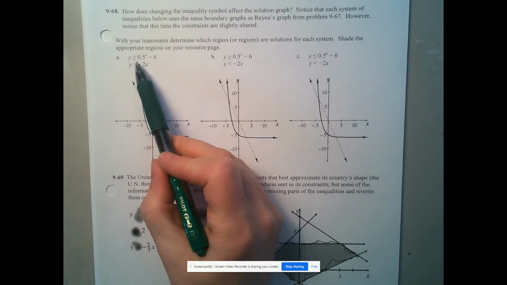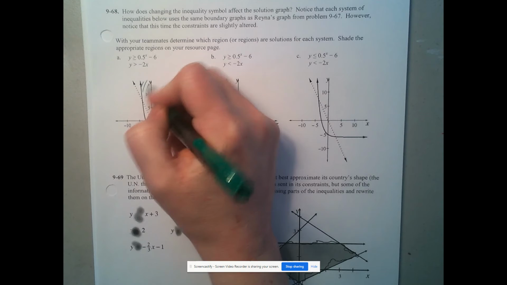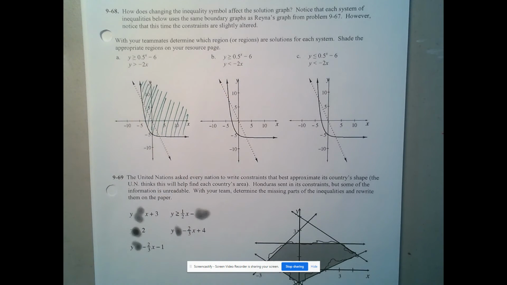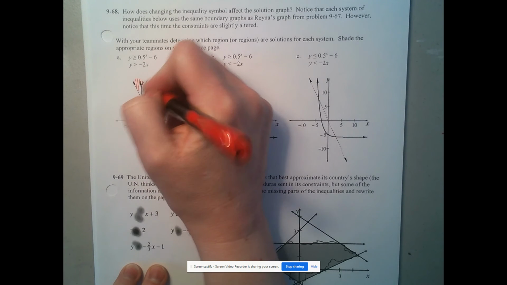So the first one has the curve greater than or equal to the curve. So if we want to go with greater than or equal to the curve, we're up here. And then the second one, which is greater than the dashed linear section.